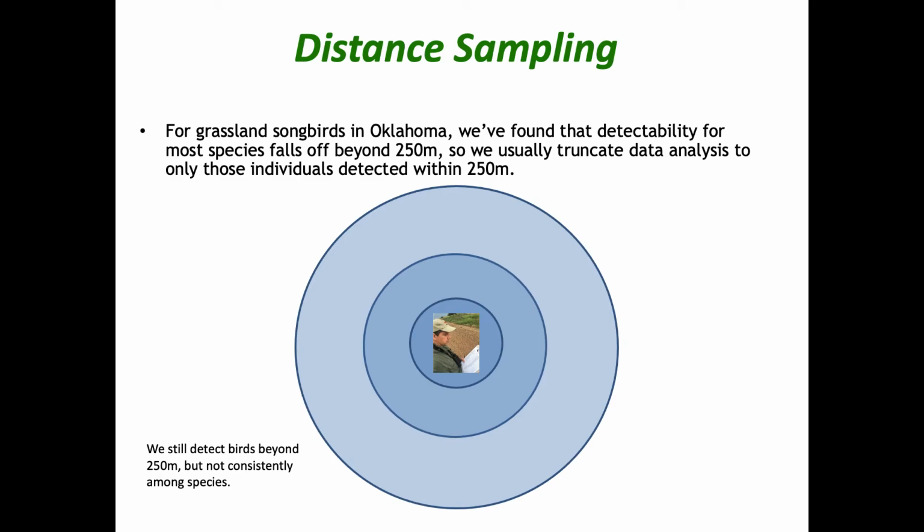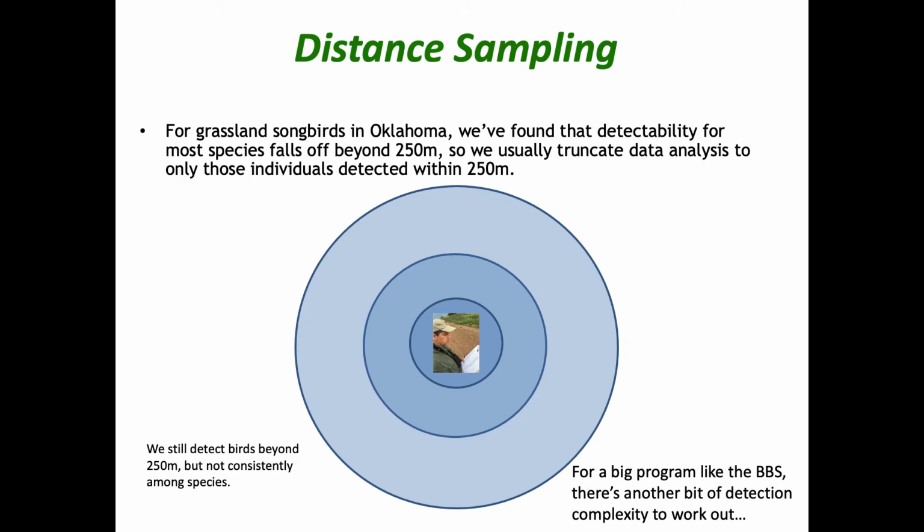So we've done a lot of surveys for grassland birds throughout Oklahoma. And we do about a 400 meter survey radius around a point. But we found that for most of our species, the detection falls off dramatically after about 250 meters. So when I do analysis to actually compare among species, I just truncate the data and only include those individuals that we detected within 250 meters. We still detect things beyond 250 meters. We just don't use those in the analysis when we're comparing among species.